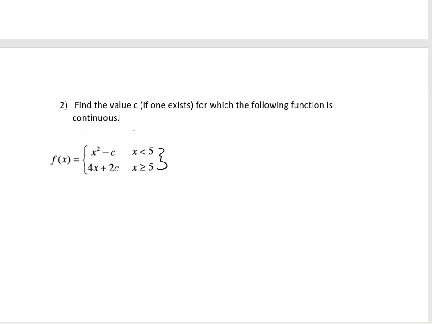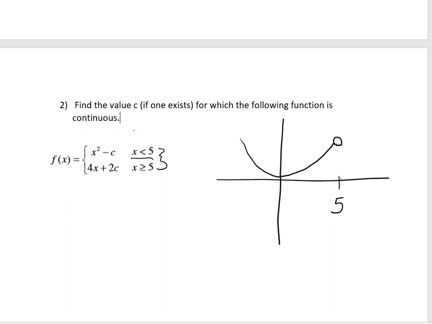All right, so let's look at this next example. What's happening here is that I have a piecewise function that's split at 5. Now I have x squared minus c, so that'll look something like this with an open circle because its value is strictly less than 5. And then I'm going to have 4x plus 2c, which is going to be a straight line with a closed circle, since x can equal 5, like this. Now, what this minus c and plus 2c are going to do is move these functions up and down, but at different rates. So what we really want to do is find a c value that's going to make these line up.